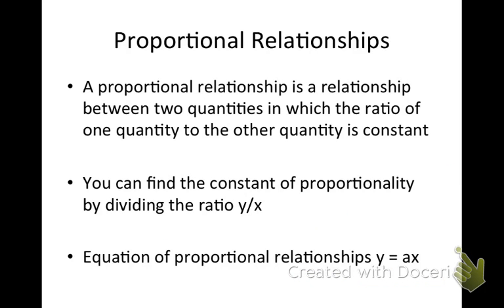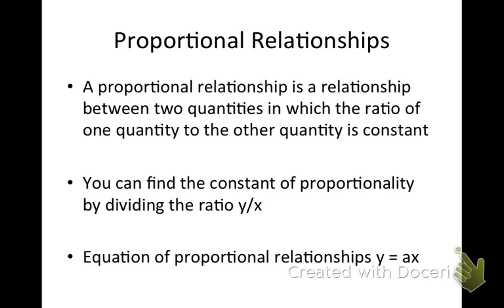All right, proportional relationships. This is going to be a new concept for you. I'm not sure if you've learned this last year. A proportional relationship is a relationship between two quantities in which the ratio of one quantity to the other is constant. You can find the constant of proportionality by dividing the ratio y divided by x. A lot of times this is the scale factor, and we have worked with this a little bit this year.